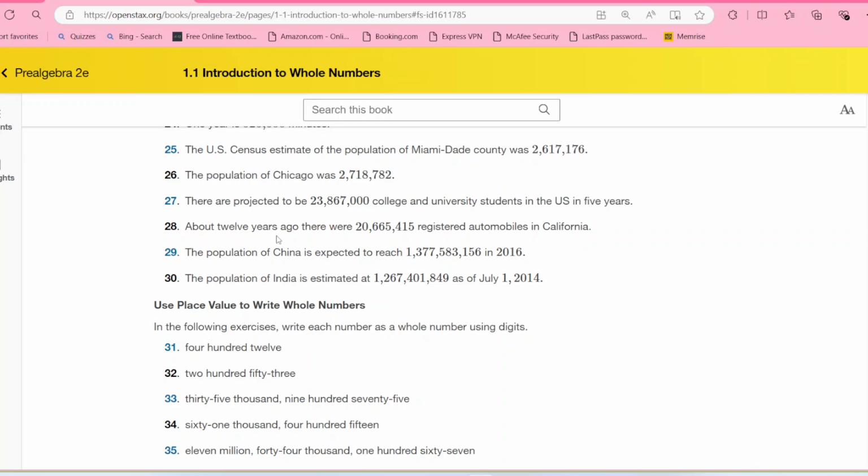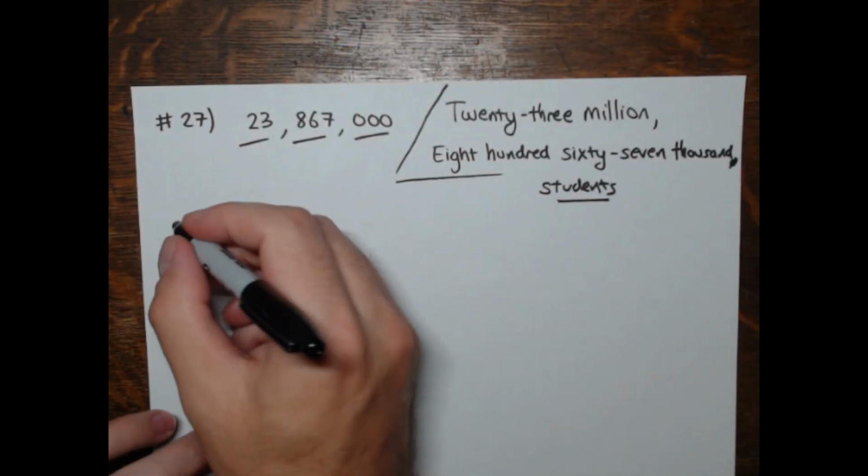All right, then back up here, number 28. About 12 years ago, there were, here's a number with three periods once again, millions, thousands, ones, 20,665,415 registered automobiles in California. So this is automobiles, the units on this number.